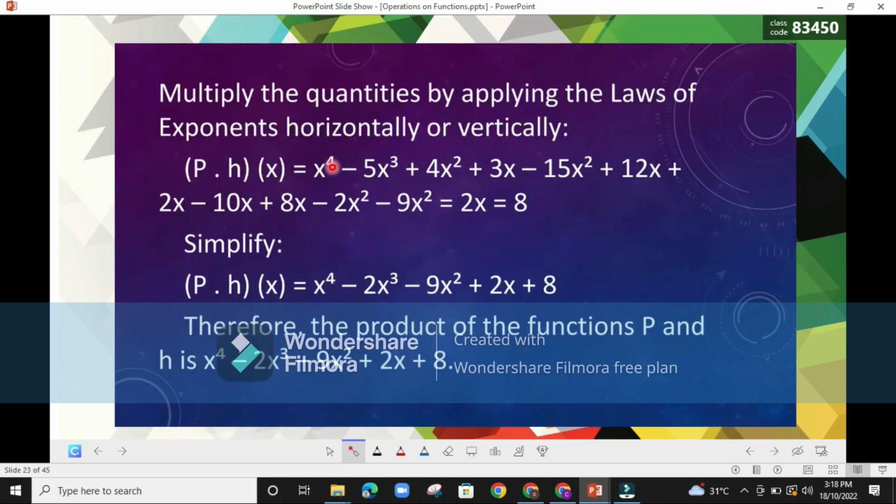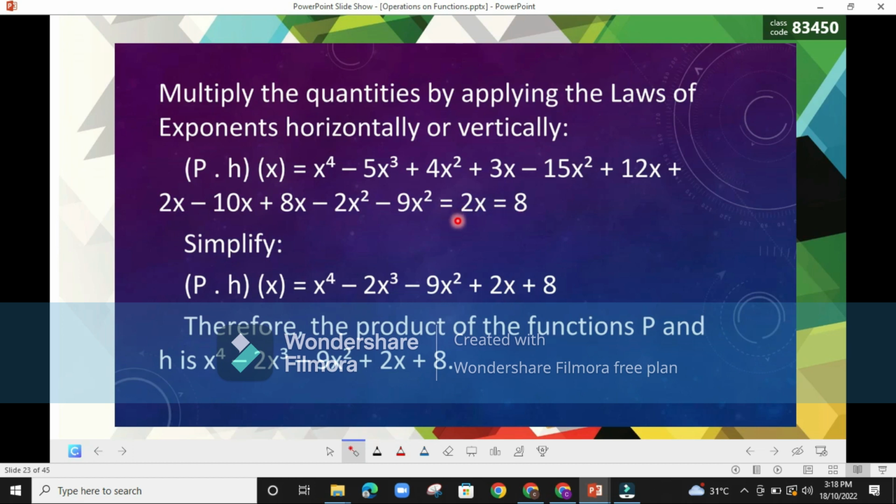So we have x to the power of 4 minus 5x cubed plus 4x squared plus 3x cubed minus 15x squared plus 12x plus 2x squared minus 10x plus 8, minus 2x squared minus 9x squared minus 2, this is plus 2x by the way, plus 8. Okay, corrections for this part.